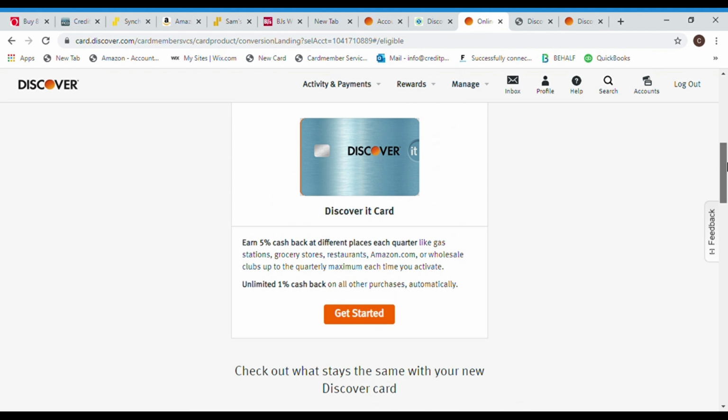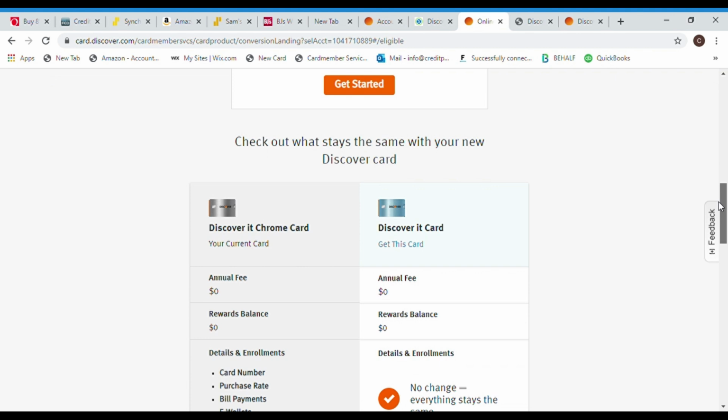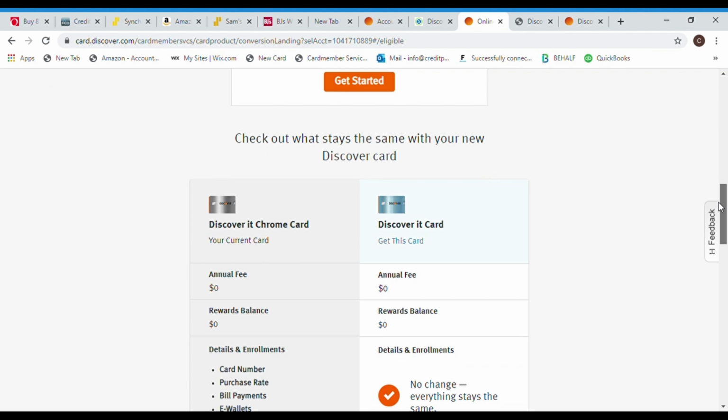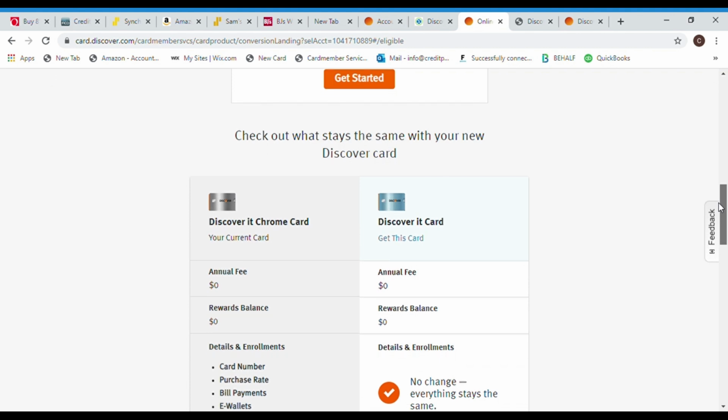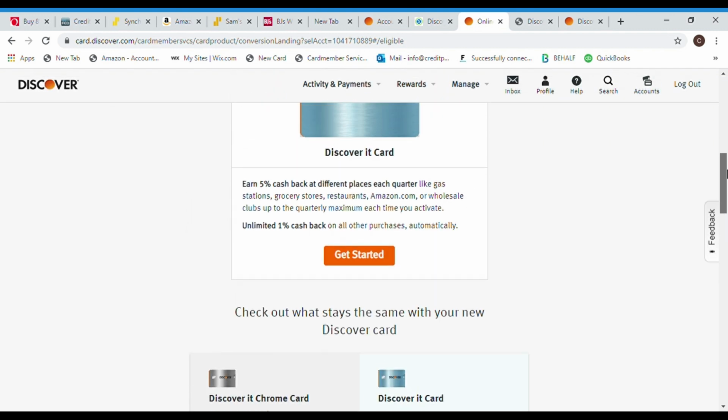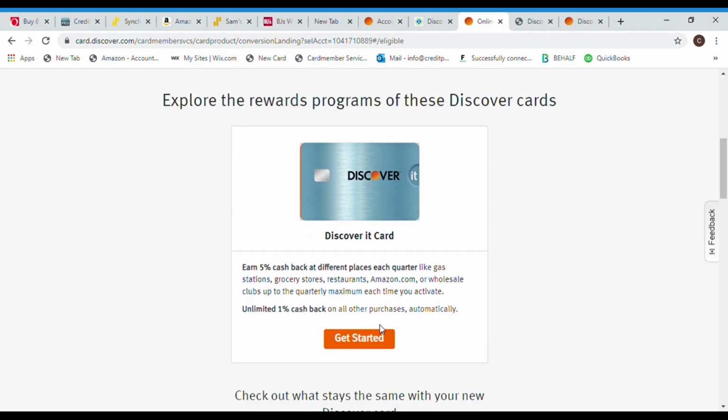Now, I'm not going to get the cash back match because I've already had this Chrome account for over a year. So I'm not going to get the cashback match on this. And for my other Discover It cashback card, I will get the cashback match at the end of the first year, which I haven't had it for a full year yet. I believe in September it will be a year. So yeah, I'm just going to get started.